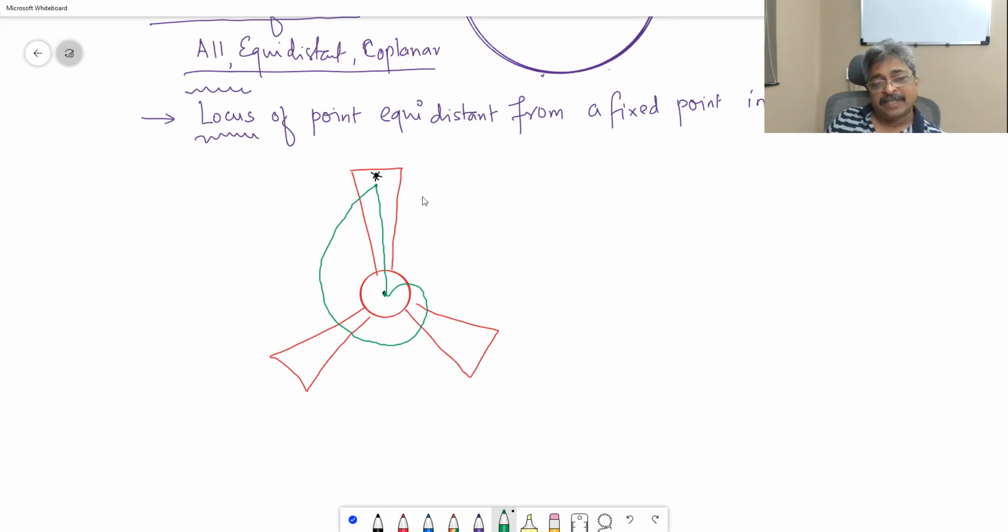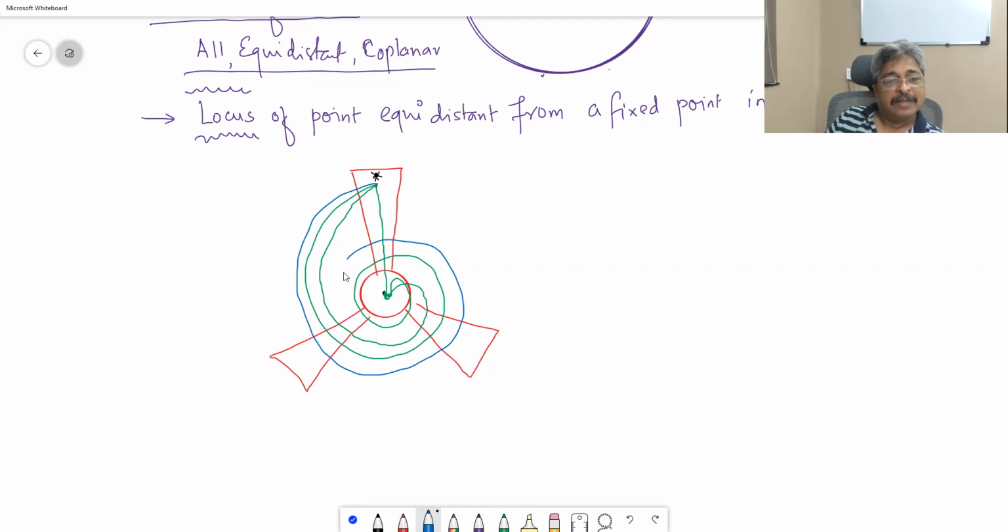If it completes 2 rotations, then it will be like this. If it completes 3 rotations, then it is difficult, but let me try. 1, 2, 3, and done. So these are different loci, plural of locus.